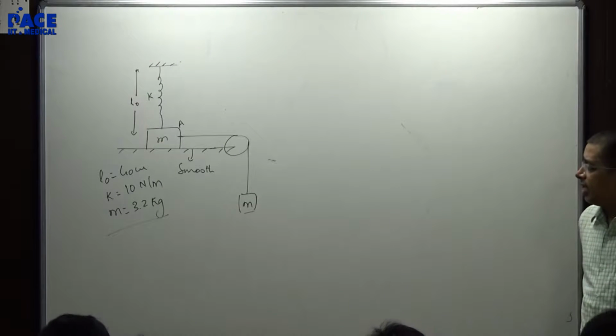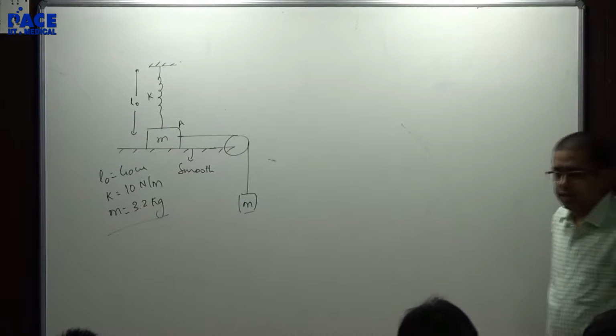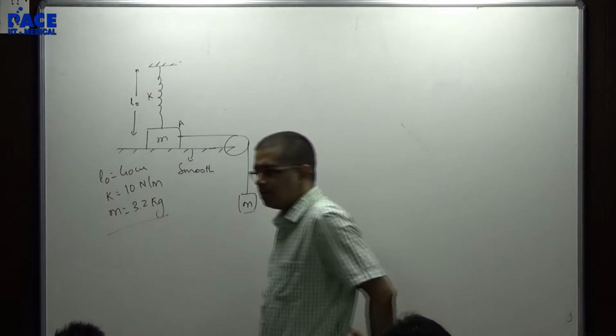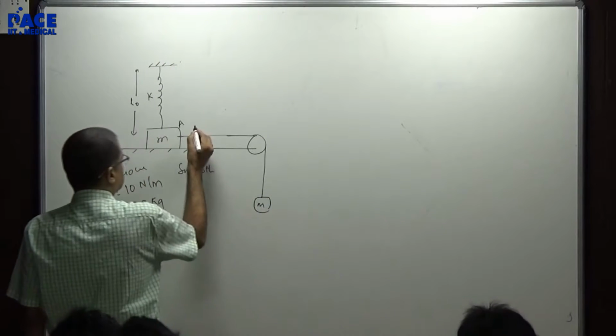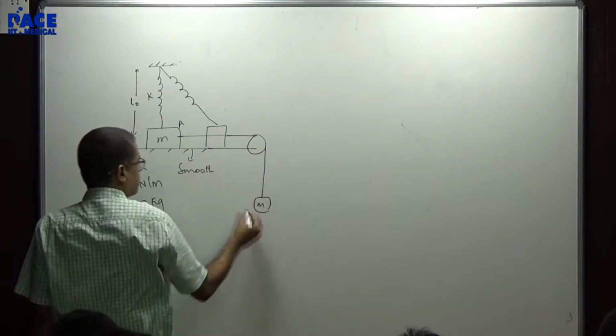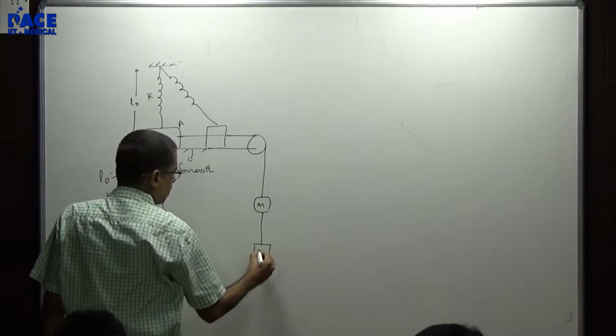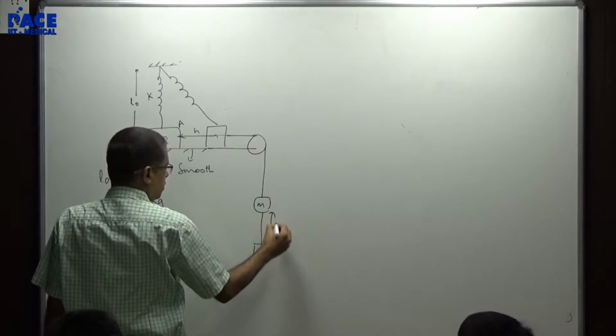In the bracket you can write, initially the spring is in its unstretched position. So when this block comes here, this will be the way the spring acts. This block has come down by this distance. If I take this distance to be h, this distance will be h.